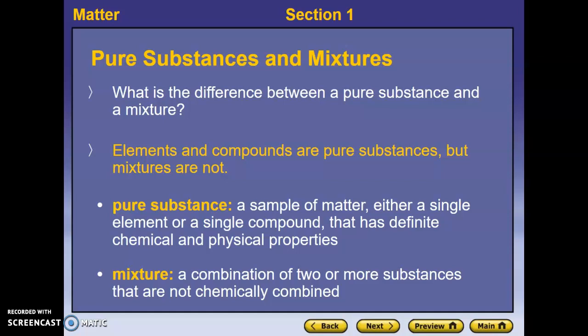That is not true when we talk about a mixture. When a mixture is made, we have a combination of two or more substances that do not chemically bond together. So each of the parts maintains its own unique properties.